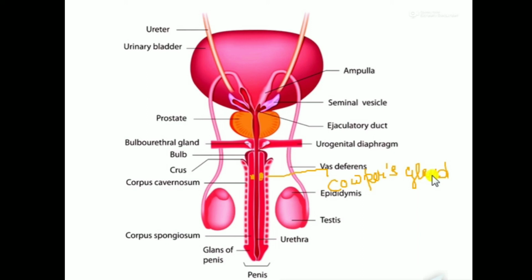What is the function of seminal vesicle? This is another gland that is associated with male reproductive system, that is seminal vesicle. Seminal vesicle is a long, muscular, saccular structure that opens into the vas deferens. As you see, it opens into this portion of the vas deferens. It secretes prostaglandin.